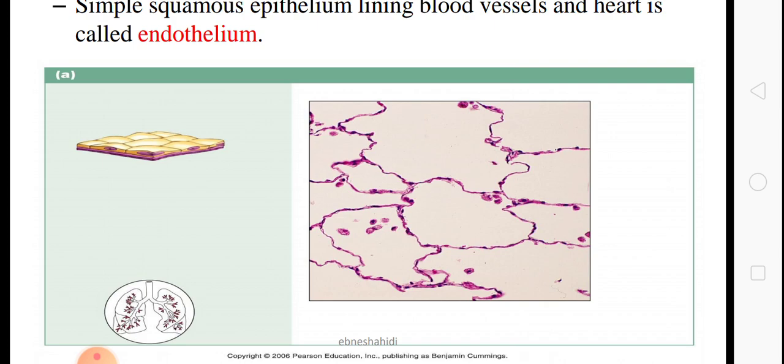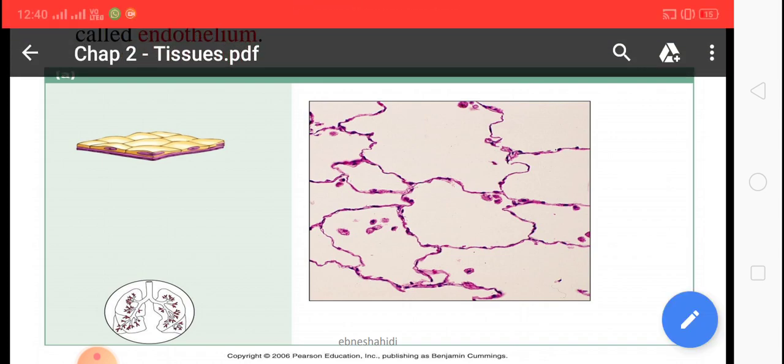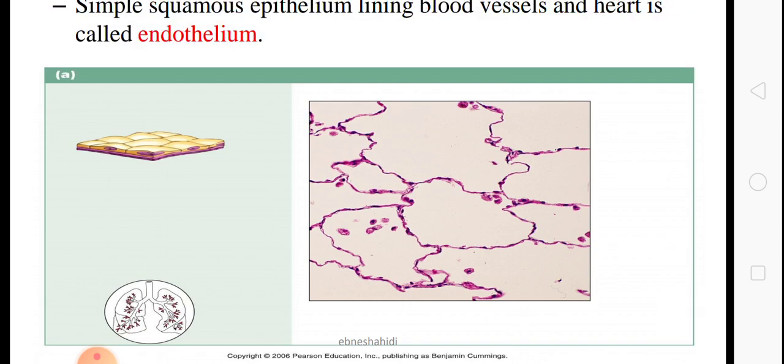In lung alveoli, the epithelium allows the diffusion of oxygen into the blood and carbon dioxide from the blood into the alveoli. And ultrafiltration is found in the Bowman capsule also. The lining of the Bowman capsule removes nitrogenous wastes from the blood by ultrafiltration, and this Bowman capsule is found in the kidney.